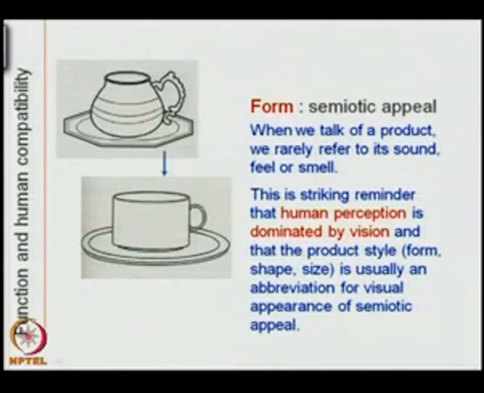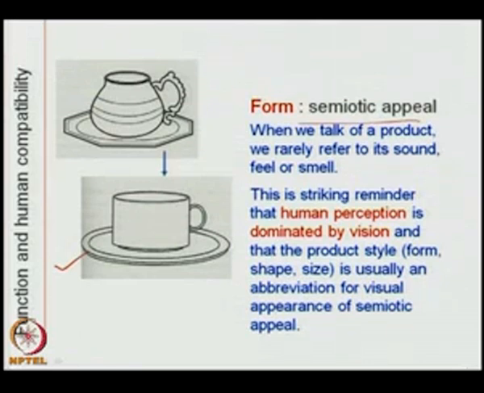Now, function and human compatibility, we can also say how form says it, like in this cup, which has a lot of curves. From the manufacturing point of view it is difficult, for drinking it is also difficult, and for maintenance also it is difficult. But in this case the same purpose is served with this, which has clearer lines, and from the mass production point of view this is better. So, while making form, that is semiotic appeal, we need to consider it.